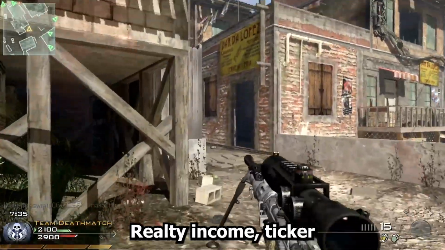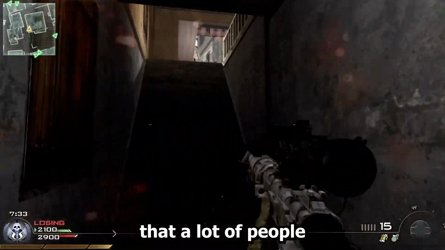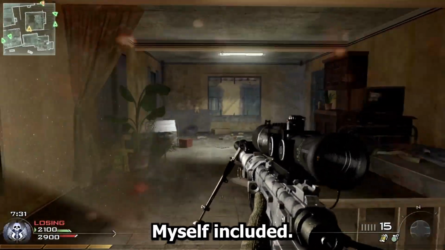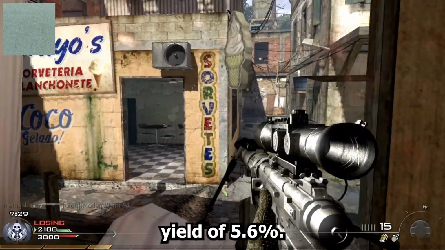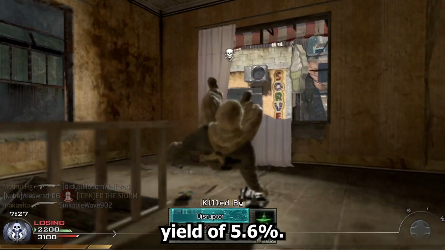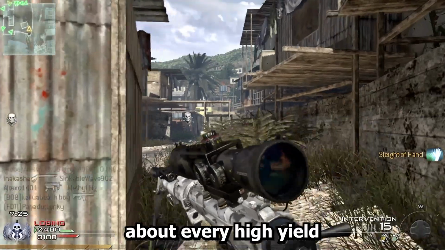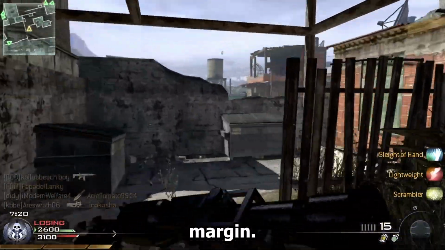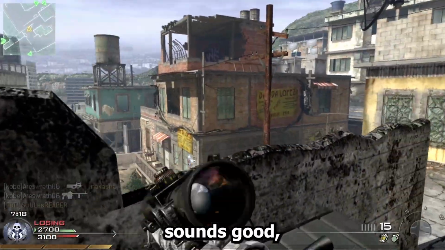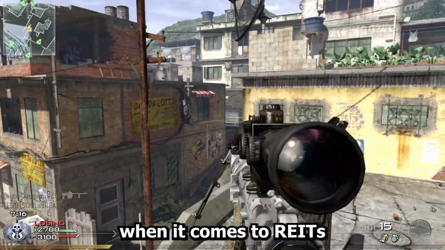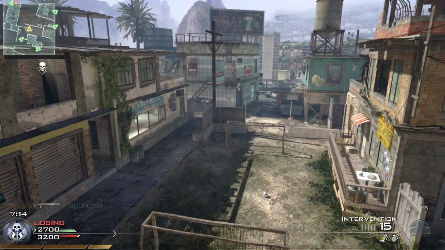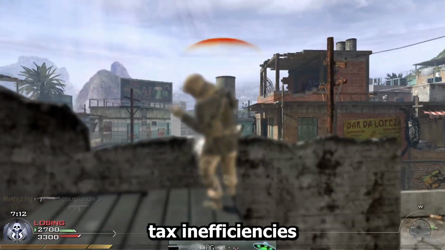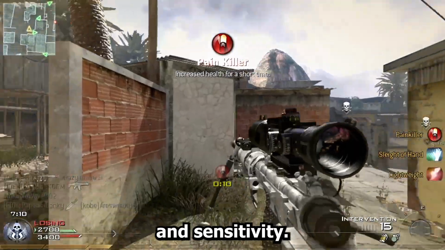Realty Income, ticker symbol O, is a REIT that a lot of people have money in, myself included, and right now it has a dividend yield of 5.6%. That's higher than just about every high yield savings account as well as bonds by a significant margin. Now, this all sounds good, but there are some cons when it comes to REITs, as with anything. These most notably are tax inefficiencies and sensitivity.